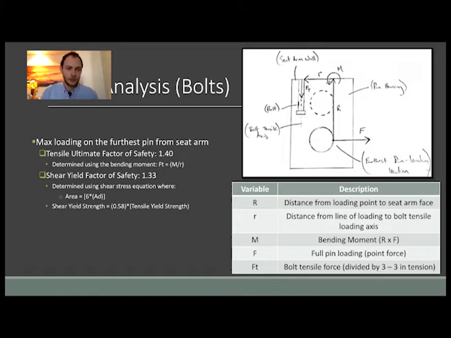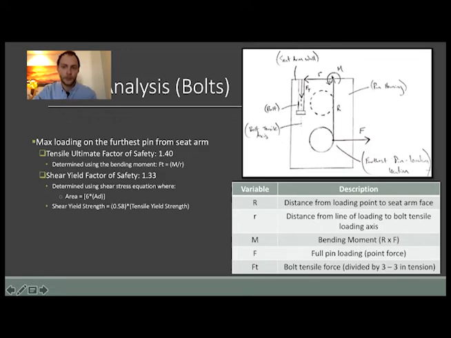First, I'm going to show you this diagram over here. This is going to be where the pin housing sits. The seat arm is going to be on the top of the diagram. So we knew that the highest stress that's going to be created inside this mechanism is when the furthest outside pin is being loaded, which is going to be down here. We also knew the distance where the pin is going to hit the pin housing there.